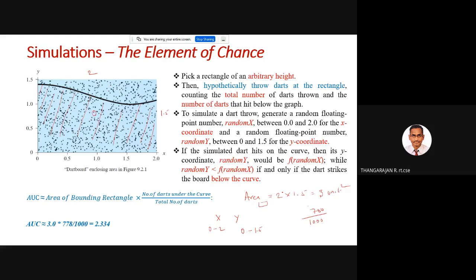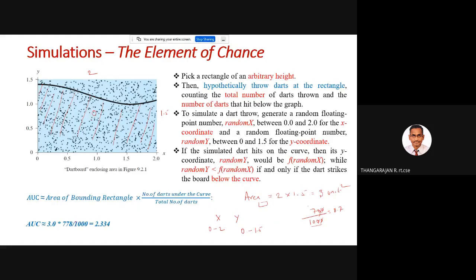So in that case, I know the number of dots inside the curve is 700, and the total number of dots is 1000. What is the ratio of this? The ratio is 0.7 or 7 by 10. Now I will say that the area under the curve will be 70% of the rectangle. So that will give me the area.